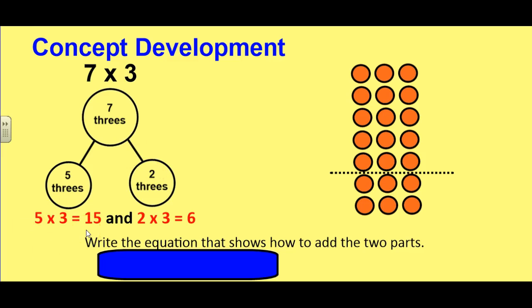So now that we have 5 times 3 is 15, and we have 2 times 3 is 6, then out here beside our number bond, we can put 15 plus 6, and then we can add that together to figure out what 7 times 3 actually is. So when we add 15 plus 6, we get 21. So up here where you wrote 7 times 3, we're just going to put that it is equal to 21.